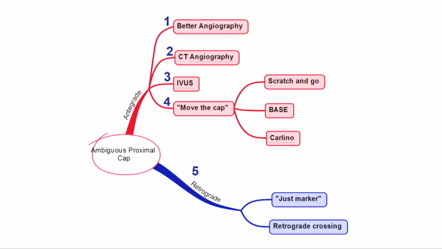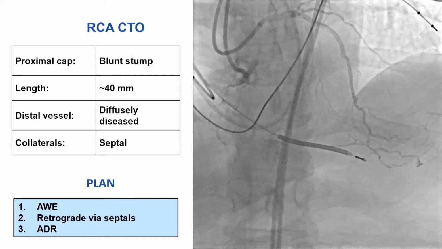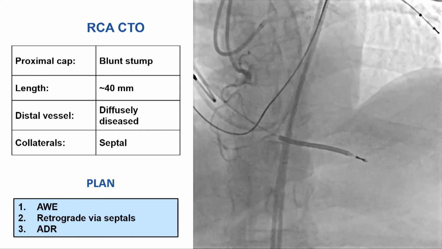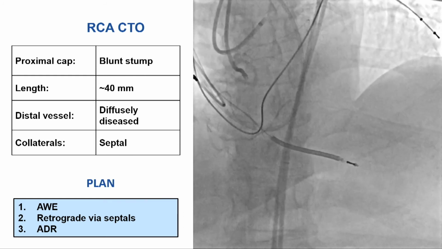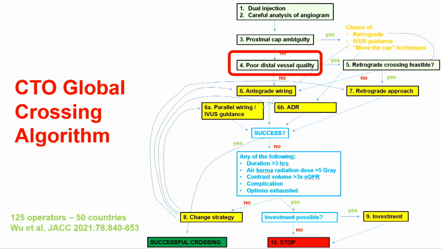Sometimes you may not be able to resolve the ambiguity, and you go retrograde. But quite often, if you look at the angiogram in a more detailed way, if you do an IVUS on a side branch next to the proximal cap, or if you use the move the cap techniques, you may be able to resolve the problem and cross through the lesion. This is an example of an RCA CTO. There's a side branch at the proximal cap. It's really hard to know where the lesion actually starts, and then you have to find your way, use different techniques to figure it out.